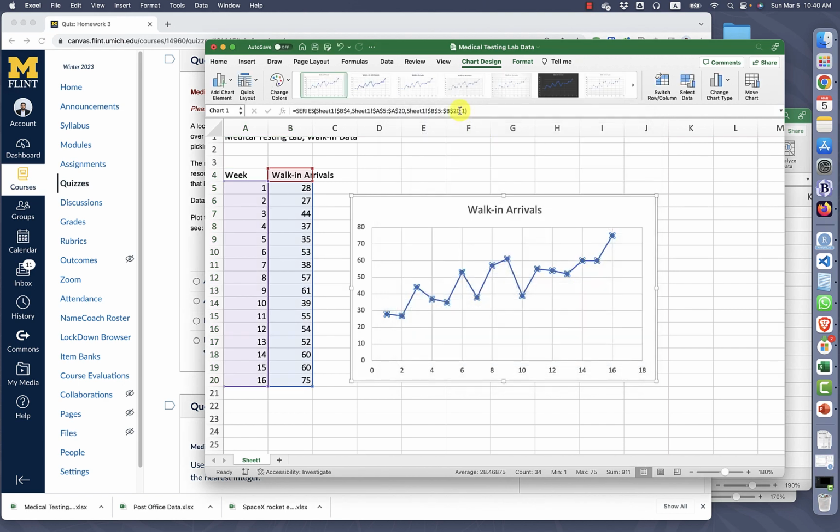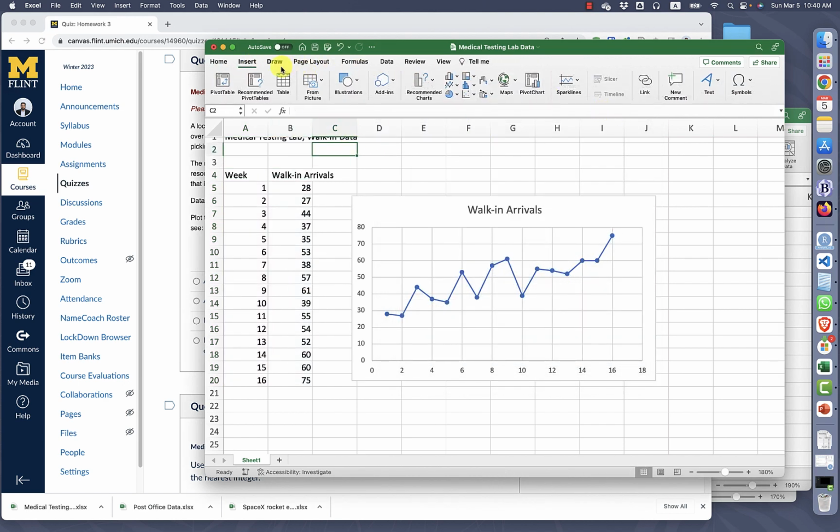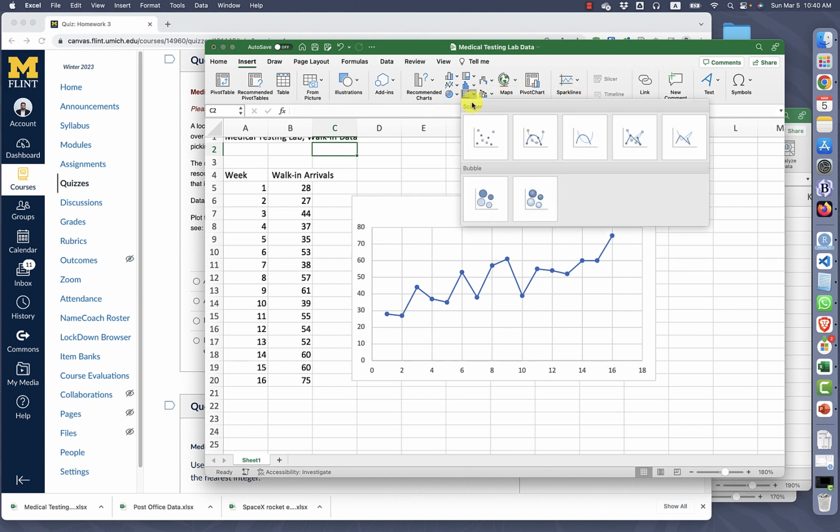Okay, so the way we got it was, we went to scatter plot. This is the scatter plot symbol, and you want to get a scatter plot connected by lines. So it's not just points. We can see the line trend if it is connected by lines.